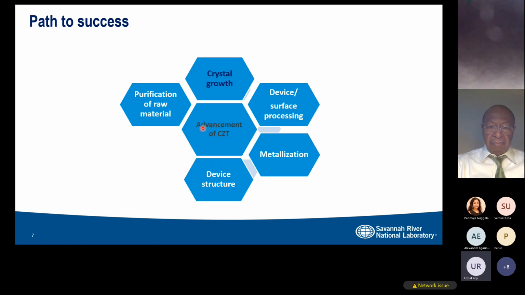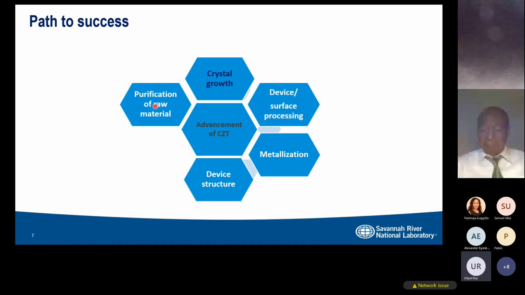Now, what is the path to success, to advancement of CdTe? The very first thing is purification of raw material. We have to have very high purity material, and for your information, the purity is called 99.9999 percent pure. Industry starts growing crystals with an initial purity of 6,9 purity. What is 6,9 purity? 6,9 purity is 99.9999. The total number of nines should be 6. So that is called 6,9 purity.